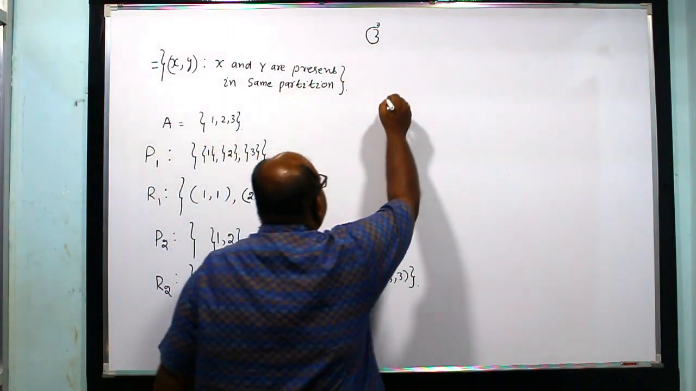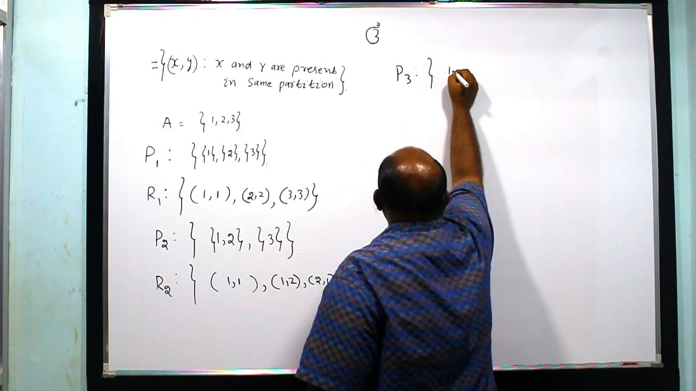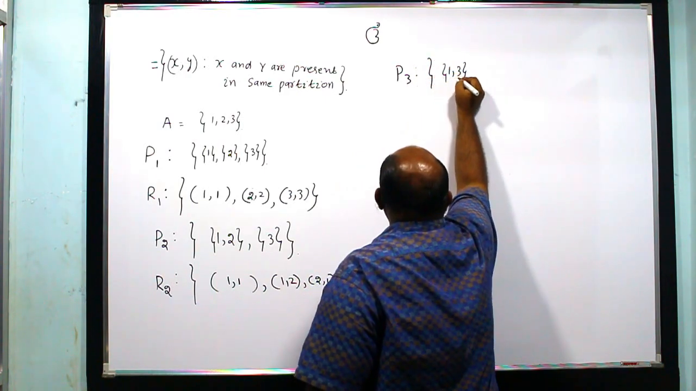Let us go for partition 3. What is partition 3? Partition 3 is the set {1, 3}, {2}.